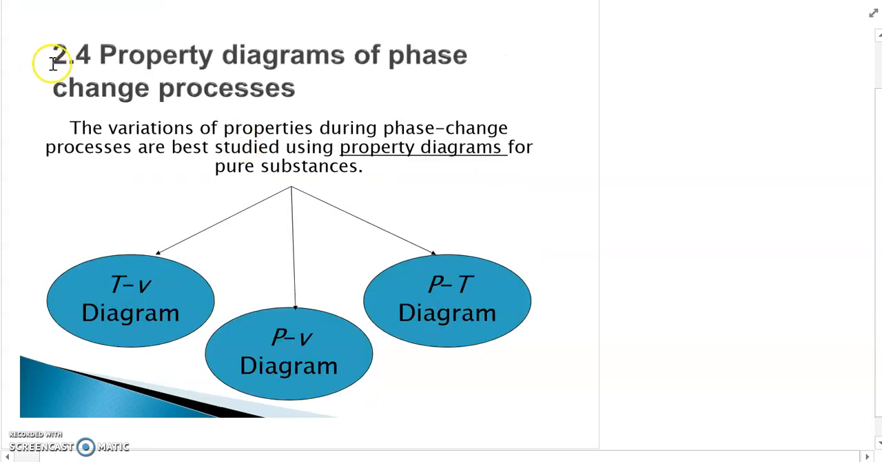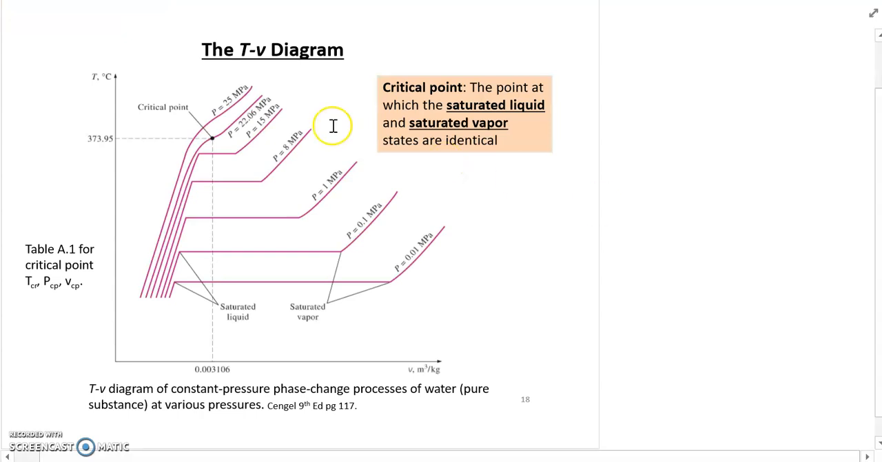Let's proceed to 2.4, property diagram of phase change processes. We have 3 types of property diagram: Tv diagram, Pv diagram, and PT diagram. T is temperature, small v is specific volume, and P is pressure. Alright, so first let's look at this figure. This figure shows the Tv diagram for a constant pressure phase change process of water at various temperatures.